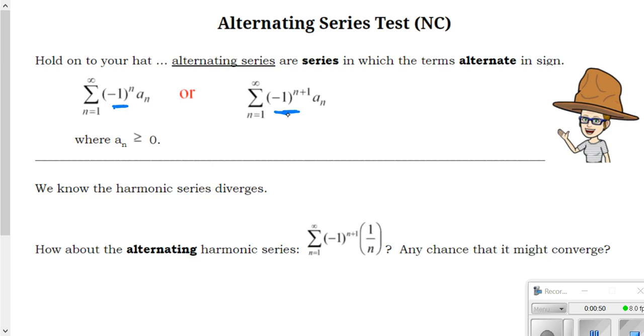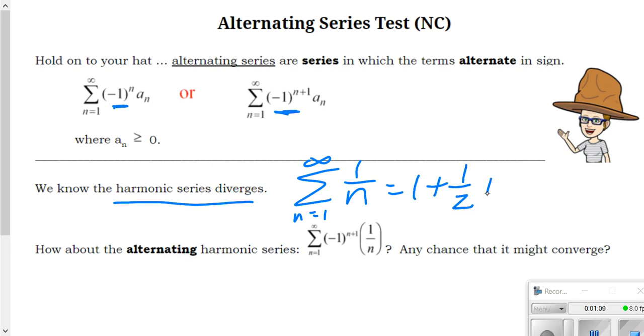A comment that we could make is that we know that the harmonic series diverges. We discussed this as a P series. We discussed this in terms of the integral test. So we know that this series, if I start from 1 and go to infinity, has these terms. And even though these terms are getting smaller, they are not getting small enough, fast enough for that series to converge. So you might wonder, how about the alternating harmonic series?